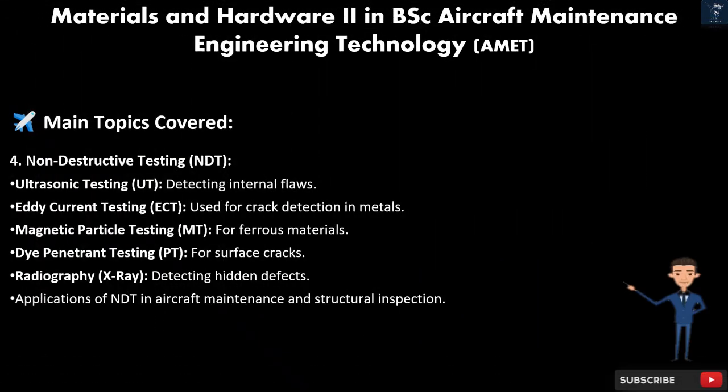4. Non-destructive testing, NDT. Ultrasonic testing, UT, detecting internal flaws. Eddy current testing, ECT, used for crack detection in metals. Magnetic particle testing, MT, for ferrous materials. Dye penetrant testing, PT, for surface cracks. Radiography, X-ray, detecting hidden defects. Applications of NDT in aircraft maintenance and structural inspection.